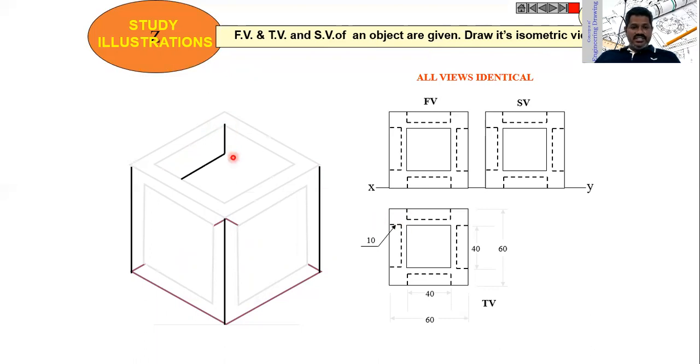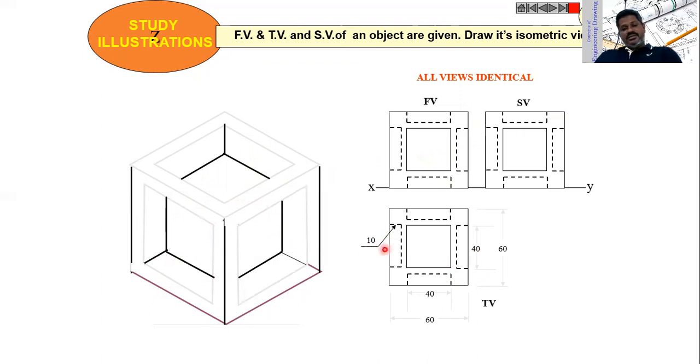Okay, so from each corner, whatever faces are visible, show all those faces like this. Now construct the depressions like this. So you will get a corner here, a corner here, and a corner here. Then this will become the isometric view of the given front view, side view, and top view. As you can see here, each face is having the depression of 40 and depth is 10 millimeters.